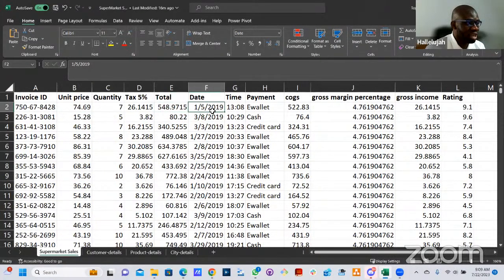Then this is the date that the order was made. This is the time that the order was made. This is the payment method. Okay, so maybe cash, credit card, or e-wallet. You can check if you have other options. Then this is COGS. What does COGS mean?